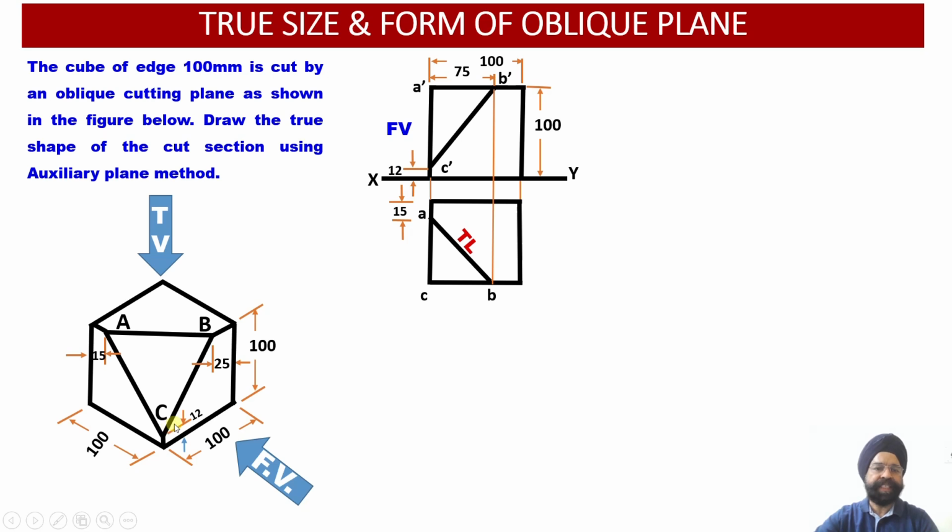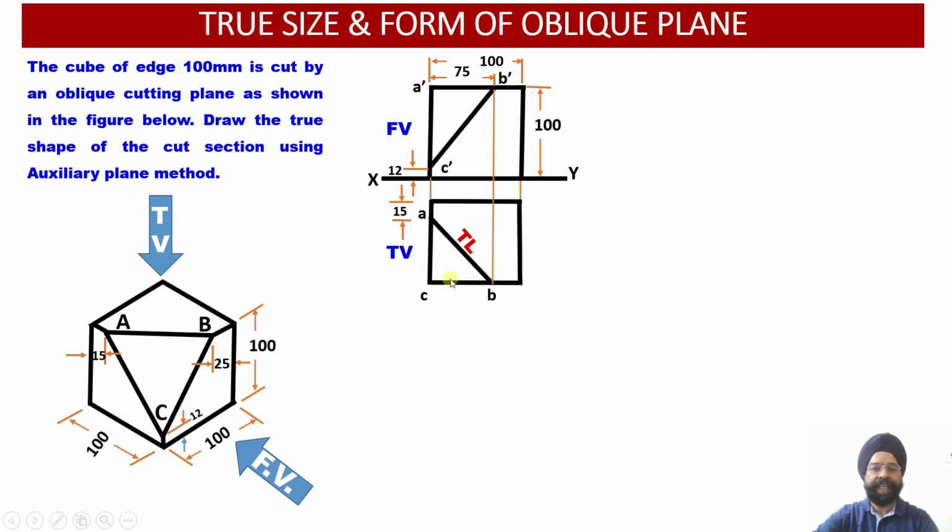Similarly, point C, from the top view, will appear at the corner over here. So point C appears at the topmost corner of the uncut cube. Similarly, point B will appear 25 millimeter from this particular corner. This way, we have obtained the front view of this triangular lamina, the triangular oblique sectioned plane.